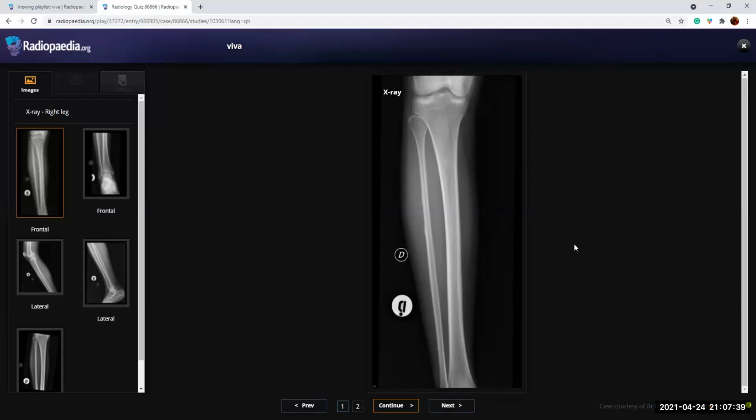Okay, so what do you suggest to do next? I would like to compare with any previous X-rays. If they don't have previous images, then I would like to proceed with the patient's biochemical markers if they're done. Everything is normal. Then I would like to proceed with MRI for this patient.